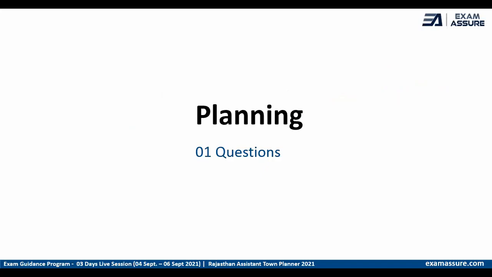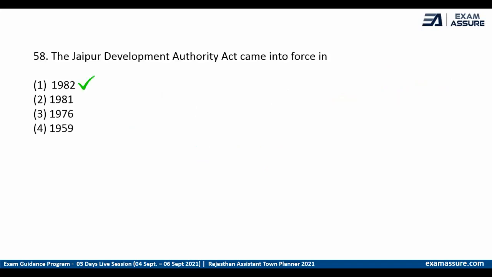Planning. There's one question from planning. Let's see what that is. Planning is mainly Rajasthan related planning questions. So here it is: the Jaipur Development Authority Act came into force in which year? This is something you should remember. The JDA, Jaipur Development Authority, came into existence in 1982. Okay, this is something which you should remember if you don't know.